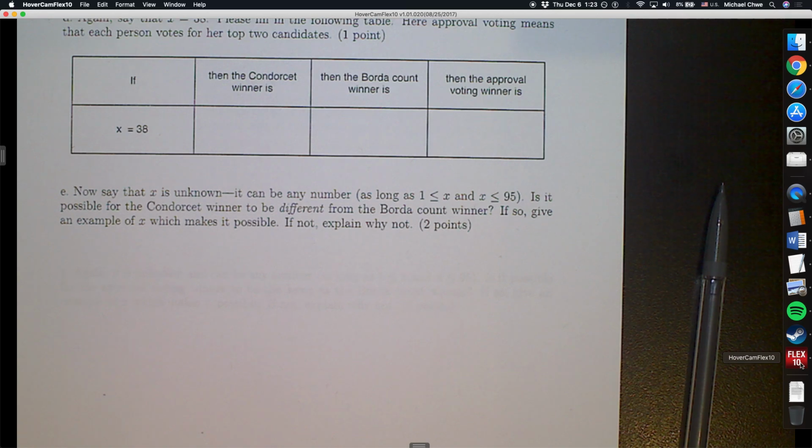Who's the Borda count winner? This is when X is 46. Let me see this. When X is small, who's the Condorcet winner? I think we said it's C, because that's the second majority. Who's the Borda count winner? Also C, right? When X is large, who's the Condorcet winner? A. The Borda count winner is also A.